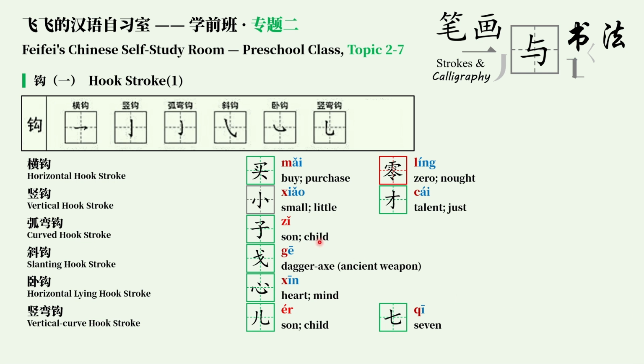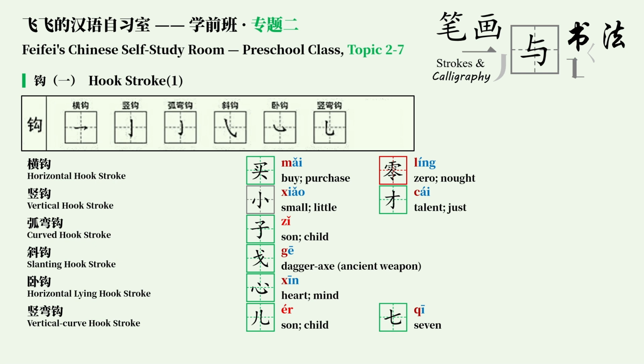Example characters: 买, meaning buy, purchase. 零, meaning 0, not. This character has as many as 13 strokes and features a top-bottom structure.